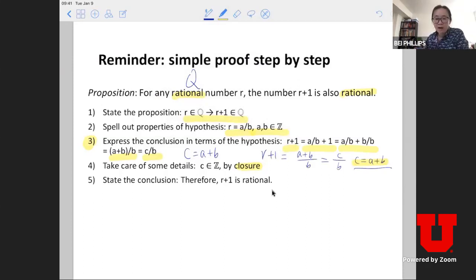So now I have expressed R plus 1 as two integers divided by one another, which satisfies the definition of a rational number. Therefore, R plus 1 is a rational number. Okay, so that is the proof.